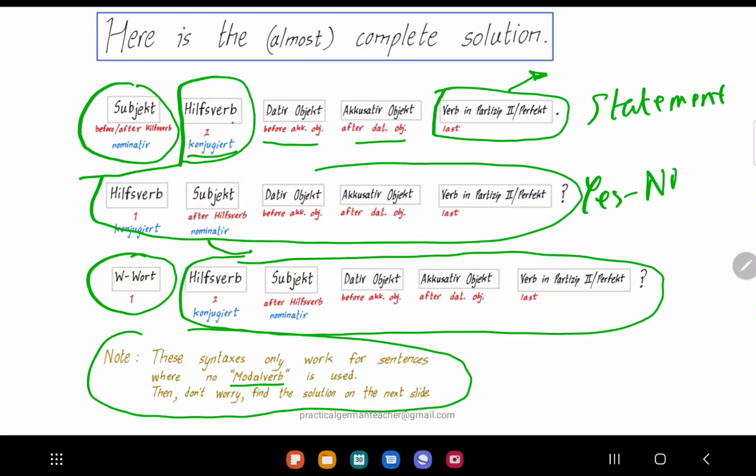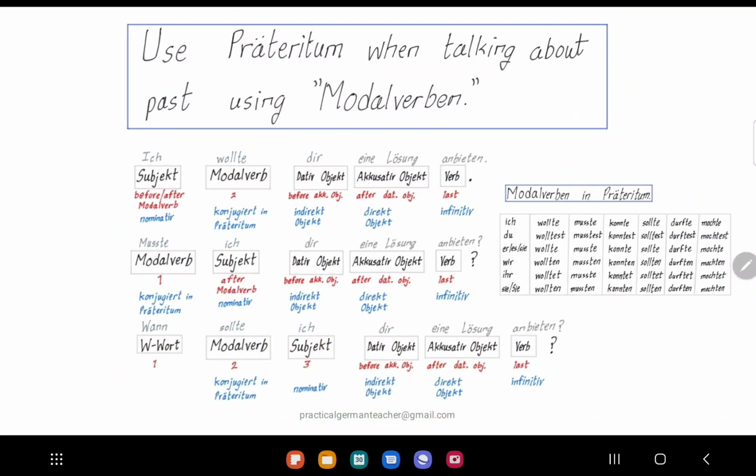Then what happens when you use a modal verb? It's actually even easier. Why? Let's see. Don't try to read the slide, just focus where I am pointing. When you use a modal verb, you don't even need to know the Partizip II or Perfekt of a verb. You can just use the verb in infinitive form. Normally at the first position you have the subject, which will be nominative. In the second position you will have the modal verb conjugated for the subject, but in Präteritum. We will look at this table. So you conjugate the modal verb in Präteritum, and then dative before accusative or accusative before dative, and the verb will be in infinitive form, not in Partizip II.